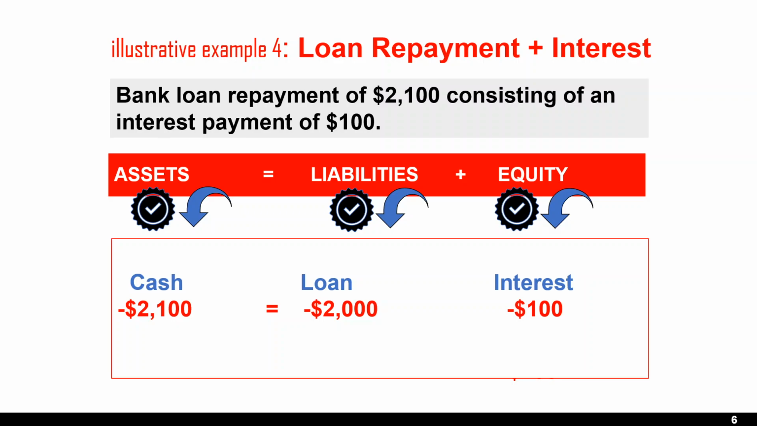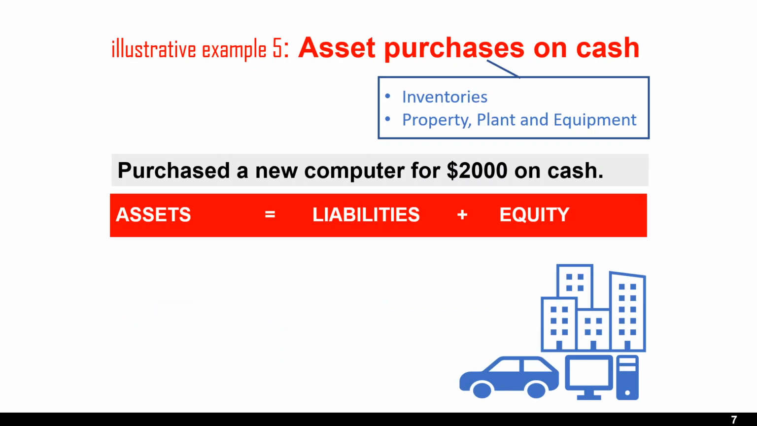Now you may wonder about the duality concept. As in here, we identify three effects on the accounting equation. So don't get confused. Duality concept means every transaction must be recorded in at least two accounts. So there are possible scenarios, as in here, where we record in three accounts. Alright, let's move to our next example.